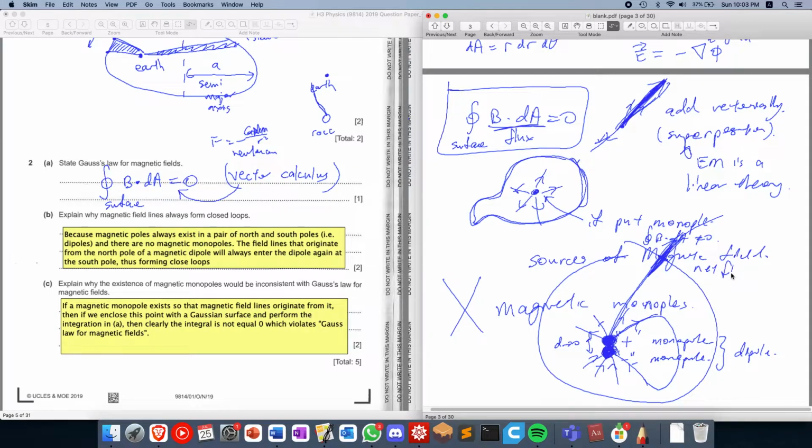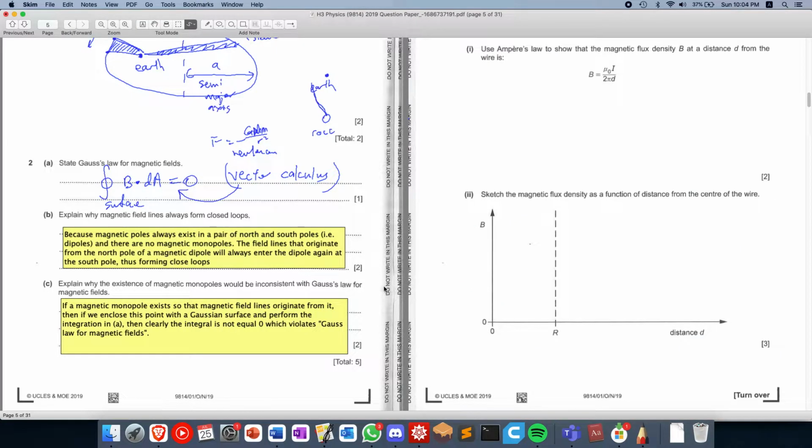So it caused some sort of flux to be out of the surface. That's why magnetic field lines always form closed loops, because it's a consequence of Gauss' law. So you can explain it in terms of words like that, but this is the idea and my 2 cents opinion on how I logic this out.